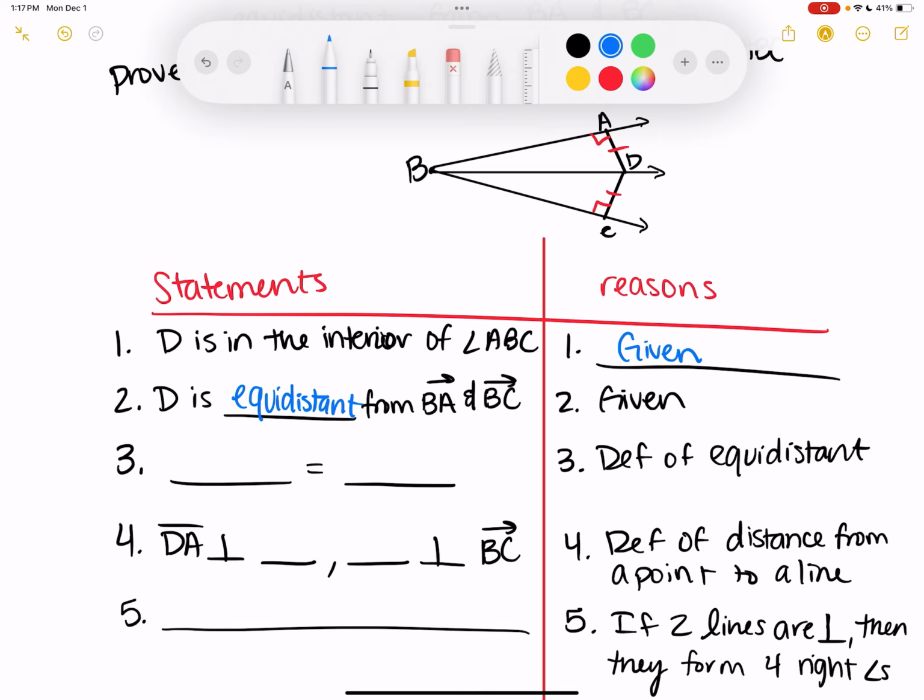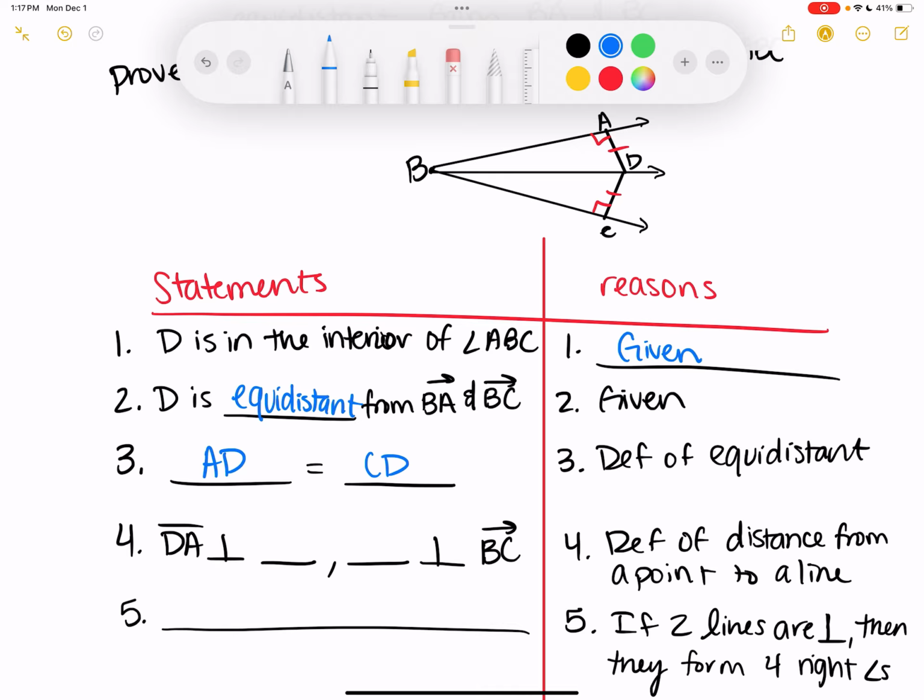So what would have to go in spot 3 here? What is equal to what? BA is equal to BC. Nope. AD is equal to what? DC. Yep. AD is equal to CD or DC, whatever. I try to write them in alphabetical order, but I don't always do that.